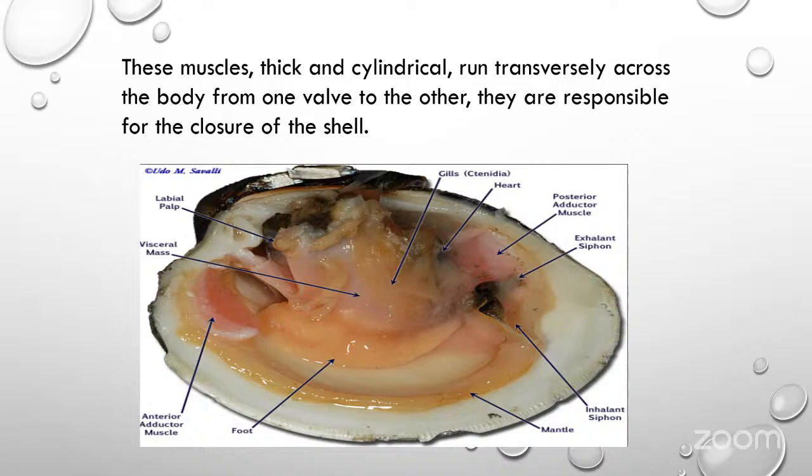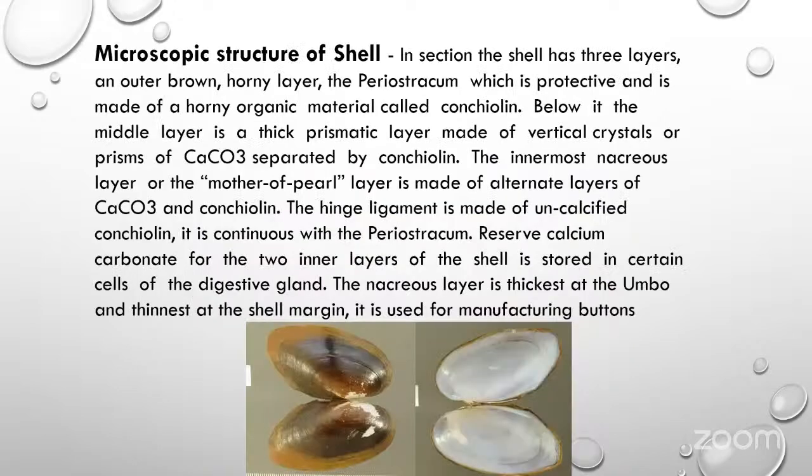So this is the exhalant siphon, posterior adductor muscle, heart, the gills, labial palp, visceral mass, anterior adductor muscle, and the foot, mantle, and inhalant siphon. So these are the parts of this freshwater mussel. Now, how does the microscopic structure of the shell look?